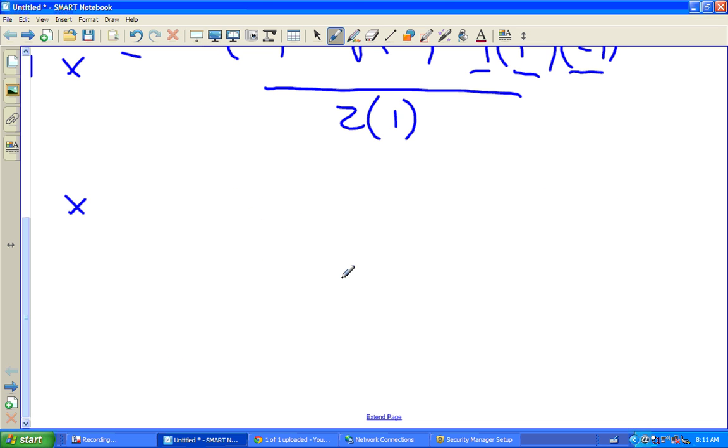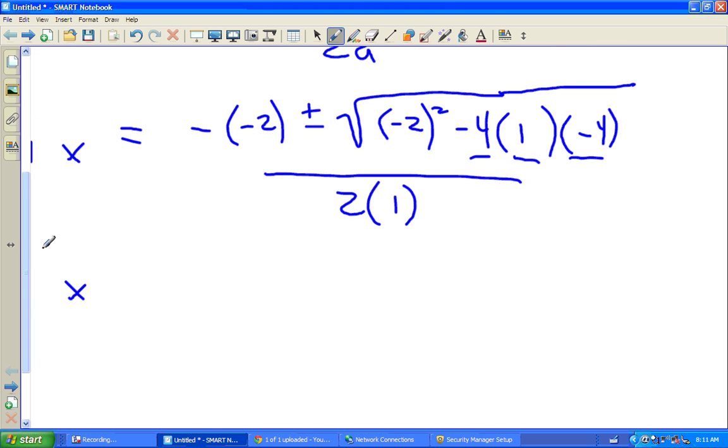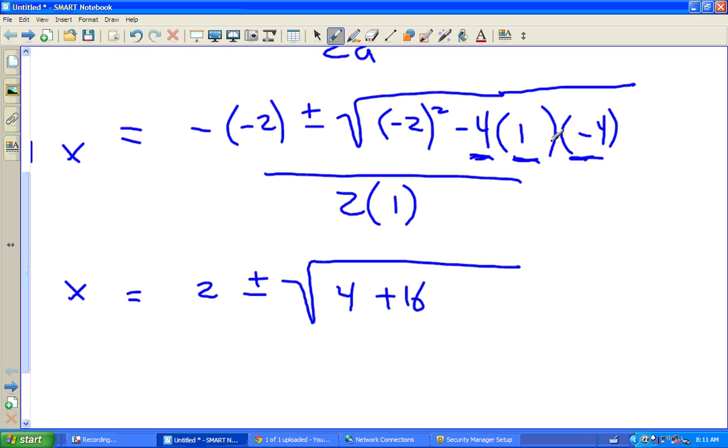Okay, so now that I've got this, I'm just going to do the math very carefully. A minus and -2 is a +2, so I'll just write that like that. Plus or minus my determinant. -2 squared is 4. Okay, -4 times 1 times -4 is going to be a plus 16. So we have to be very careful. Make sure you get the sign right there. This is going to be all over 2.